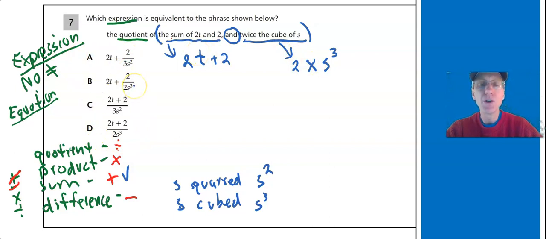Typically, you're going to show a problem like this with a fraction line for the division. So we have the quotient of the sum of 2t and 2, over 2 times s to the power of 3. So you come down here and take a look, and of course it doesn't look anything like that. You've got two of these, and this one has 3 times s squared in the bottom. Now this one, so this is our answer. There's a difference here. It has 2s to the power of 3.